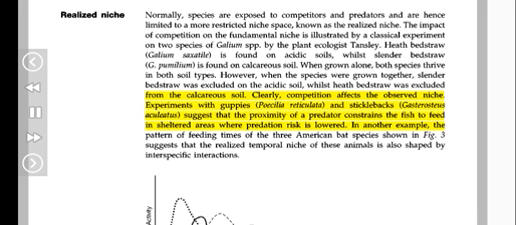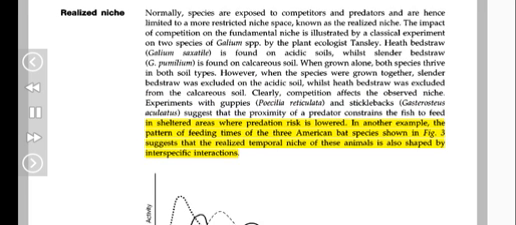Experiments with guppies (Poecilia reticulata) and sticklebacks (Gasterosteus aculeatus) suggest that the proximity of a predator constrains the fish to feed in sheltered areas where predation risk is lowered. In another example, the pattern of feeding times of the 3 American bat species shown in Figure 3 suggests that the realized temporal niche of these animals is also shaped by interspecific interactions.